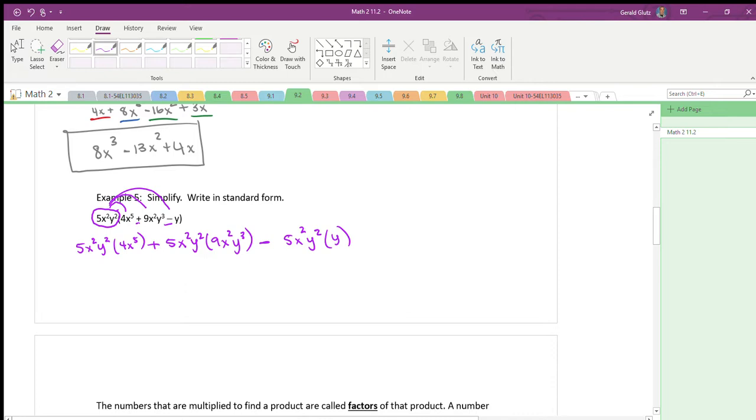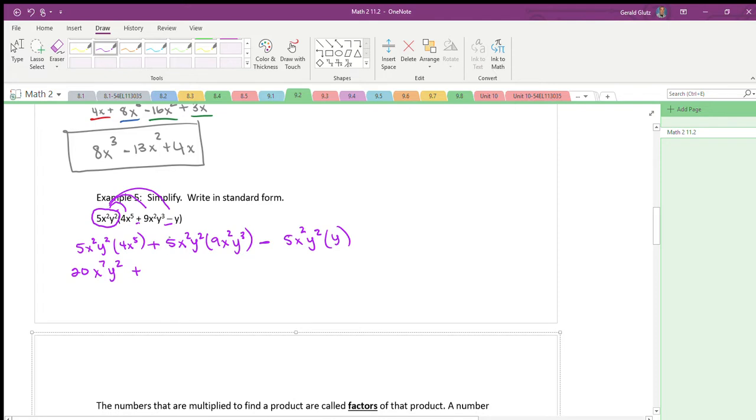I gotta multiply and combine like terms. So first thing I'm gonna do is multiply these two numbers. If I'm multiplying these two things, 5 times 4 is 20. x squared times x to the 5th is x to the 7th. y squared, and then there's no other y, so just y squared.